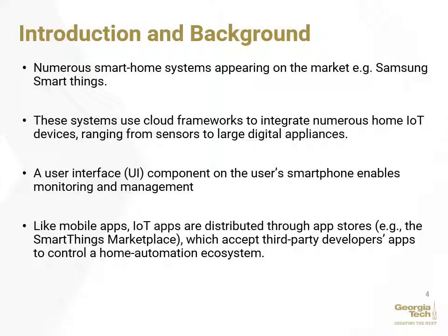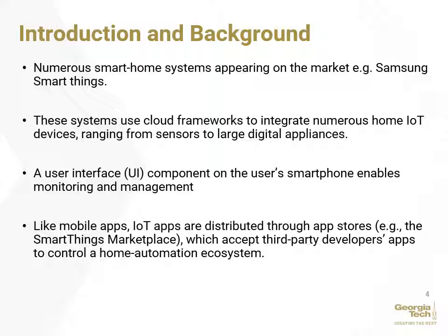The rapid progress of Internet of Things technologies has led to a new era of home automation, with numerous smart home devices appearing on the market. Prominent examples include Samsung SmartThings, Google's Weave, Apple HomeKit, etc. These systems use cloud frameworks to integrate numerous home IoT devices, ranging from sensors to large digital appliances, and enable complicated operations across devices to be performed using a set of applications.